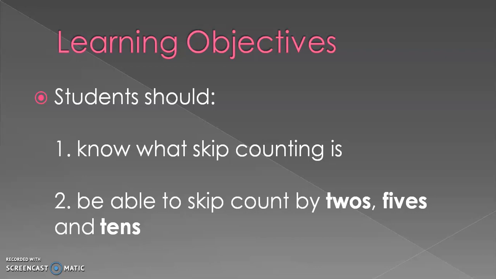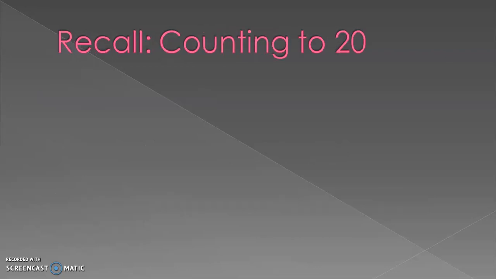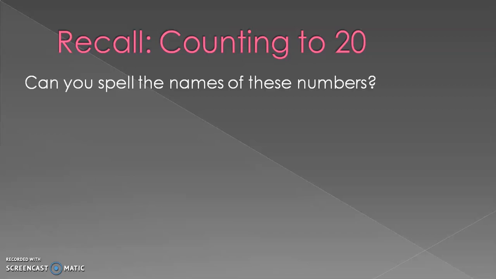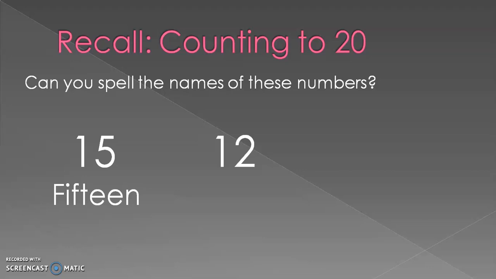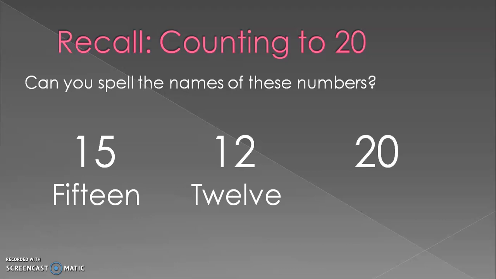Let us first recall last week's lesson. We learned how to count to 20 and 100 and spell many of the numbers there. Can you spell the names of these numbers? So for this one, it should be 15. This one is 12. And this one is 20.